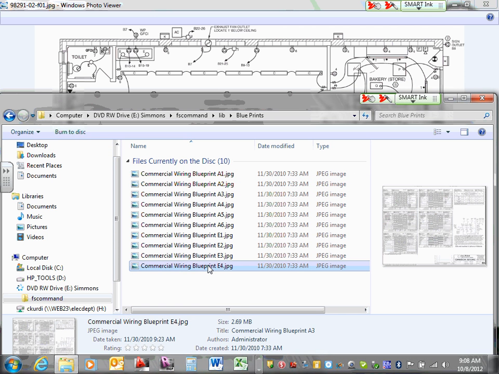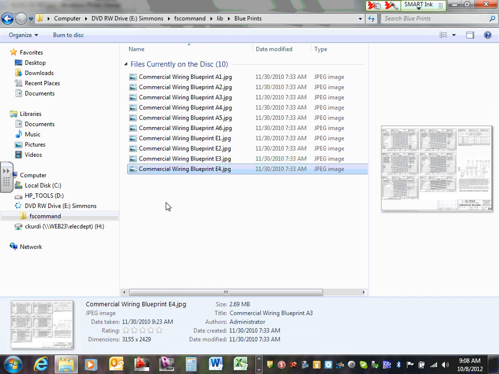Okay, here's what I'm going to do. Here are all the blueprints that you guys have. So please grab your blueprints, have them handy. And so what I'm going to do, guys, you have how many blueprints?